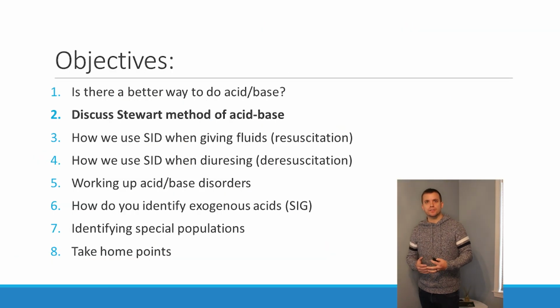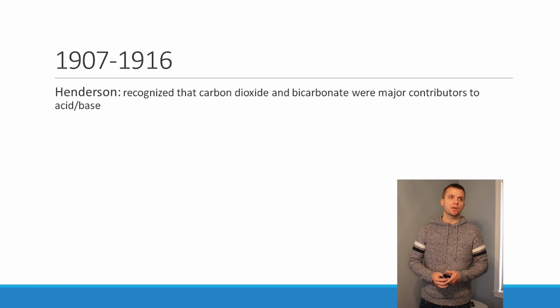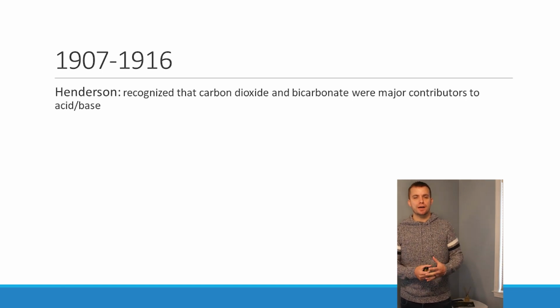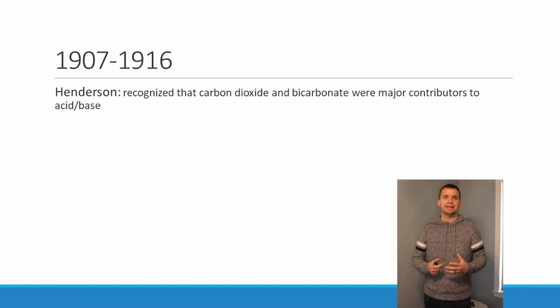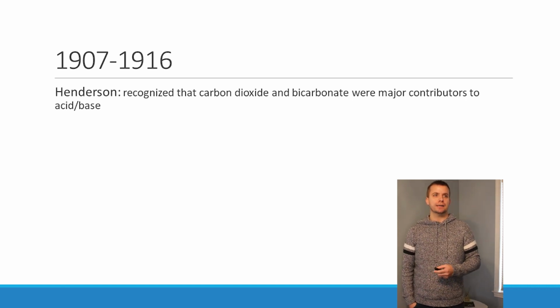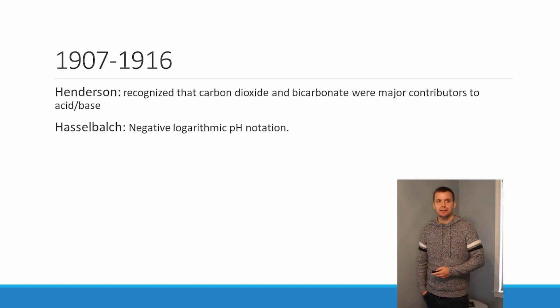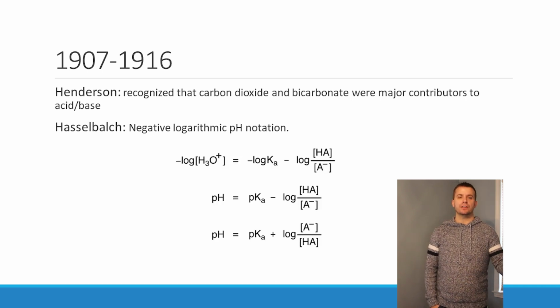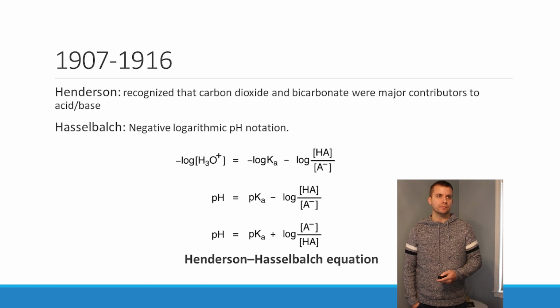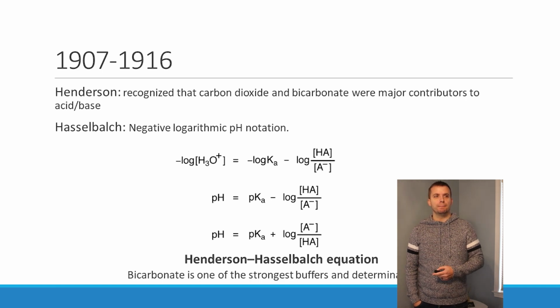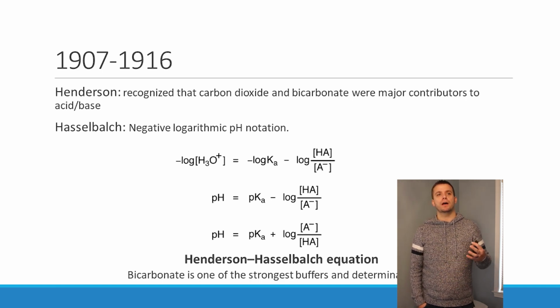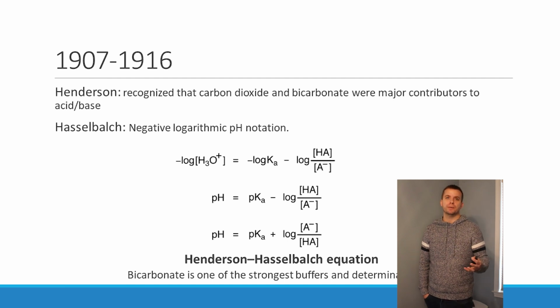So now we're going to talk about the Stewart method of acid-base. Originally we talk about Henderson-Hasselbalch. Between 1907 and 1916, Henderson recognized that carbon dioxide and bicarb were used as buffers within the system. Hasselbalch did the negative logarithmic pH notation that we know, and we end up with this Henderson-Hasselbalch equation. Bicarb is one of the strongest buffers and determinants of pH. We've learned that.